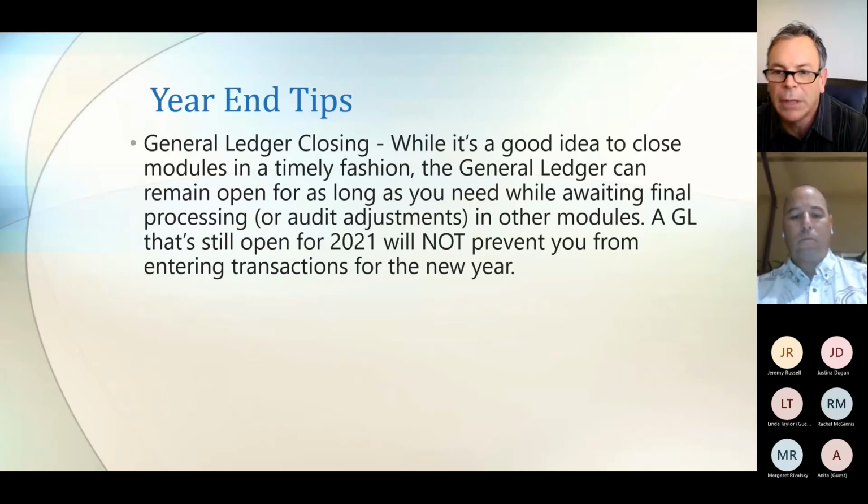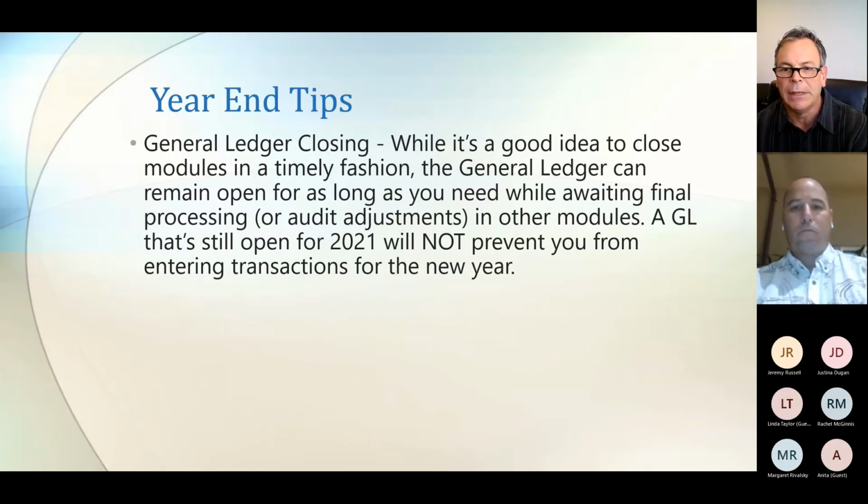You could leave the general ledger module open, and you probably would, right? You're waiting on year-end adjustments, waiting on the accountants to come back with whatever their tax or audit adjustments are. And so it's not unusual that the general ledger would stay open for a number of periods beyond closing the other module. My recommendation is always to close all of the subsidiary modules at the same time.